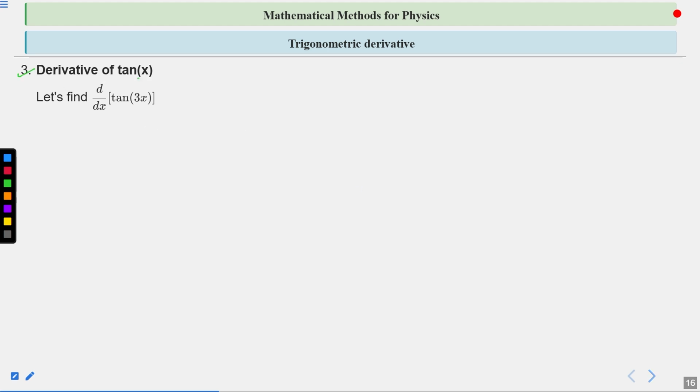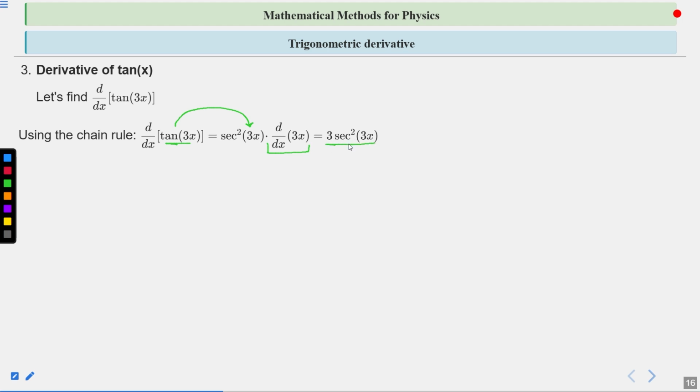Derivative of tan x. So let's find the differentiation of tan 3x. So using the chain rule, differentiation of tan 3x is equal to, first we find out the differentiation of tan 3x, that is sec square 3x. After that, we will find the derivative of the inner function, that is 3x. So it will be 3. So the final answer is 3 sec square 3x.